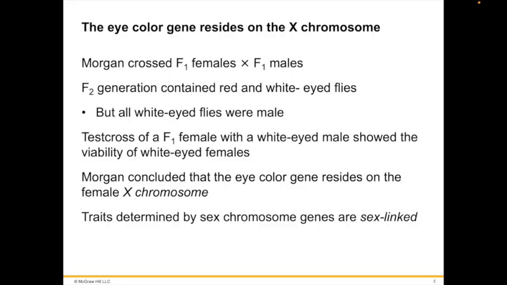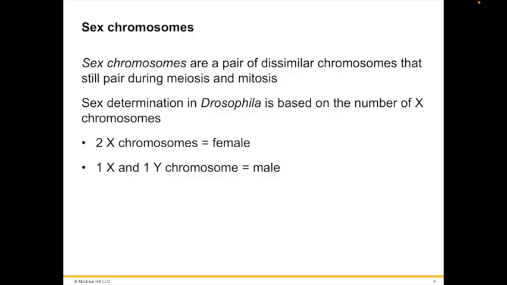And what he had actually shown was that the segregation of a visible trait correlated with the segregation of a chromosome. One of Morgan's students, Calvin Bridges, later showed that aberrant segregation of X chromosomes also correlated with the aberrant segregation of the white gene. This is considered the final proof of genes being on chromosomes, as both normal and abnormal segregation of a chromosome pair could be perfectly correlated with normal and abnormal segregation of a trait.